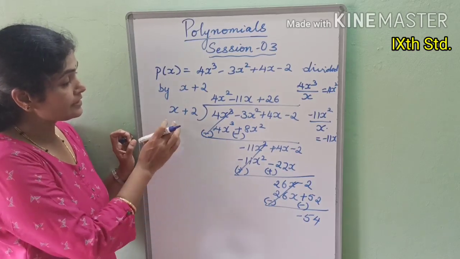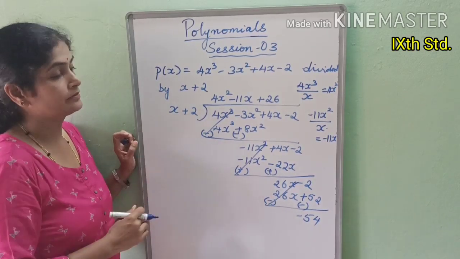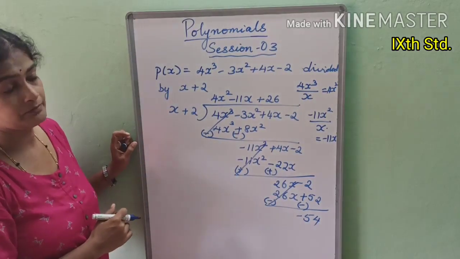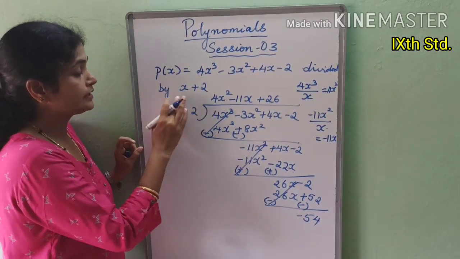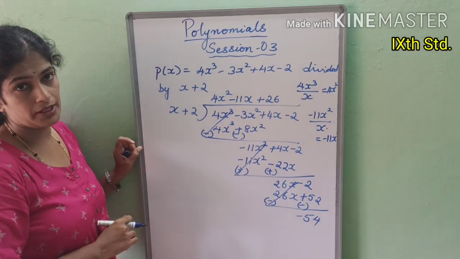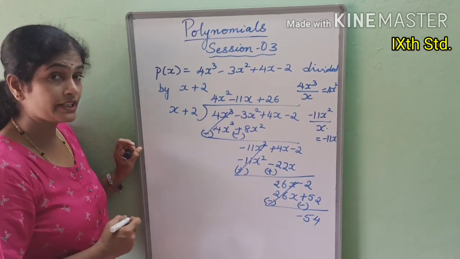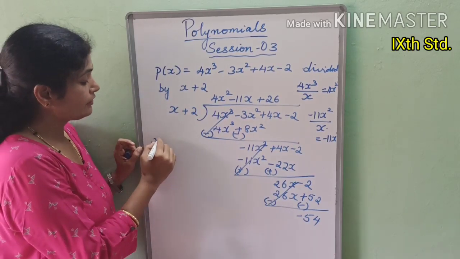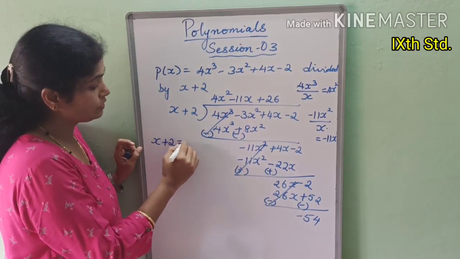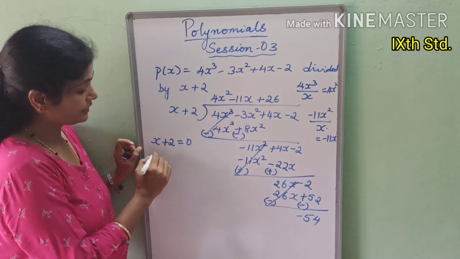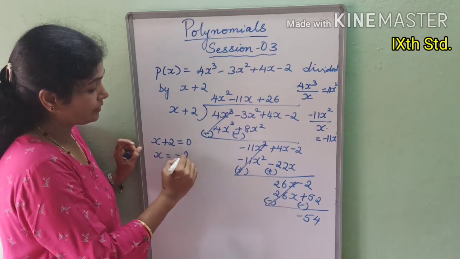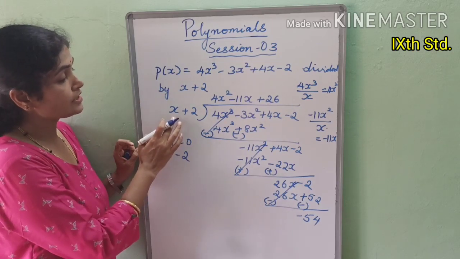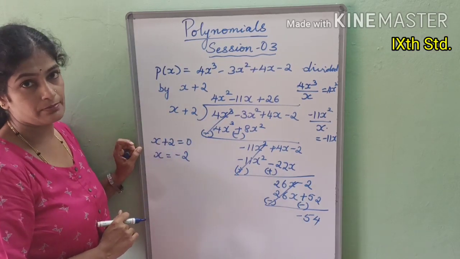Now, just focus on this divisor, x plus 2. This is also a polynomial. Now let's try to find the 0 of this polynomial, x plus 2. To find the 0 of the polynomial, as we have done in the previous exercise, we equate the polynomial to 0. Correct? Then x is equal to minus 2. So x equal to minus 2 is the 0 of this polynomial, x plus 2.